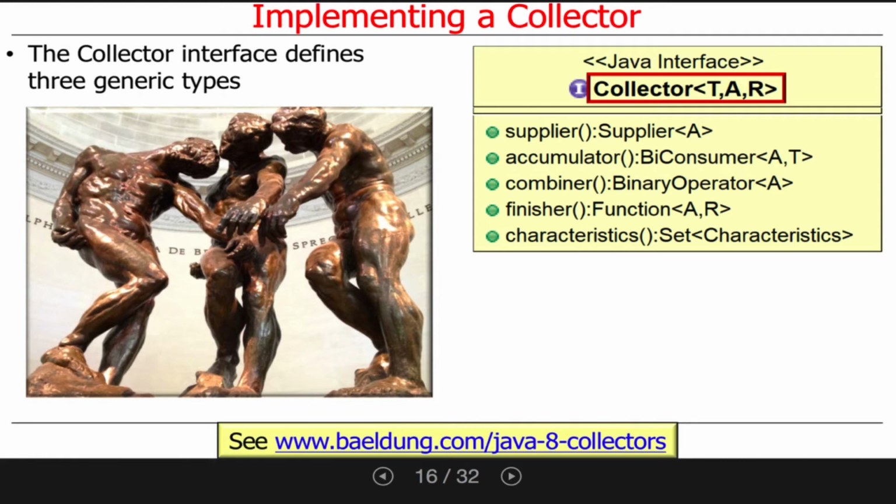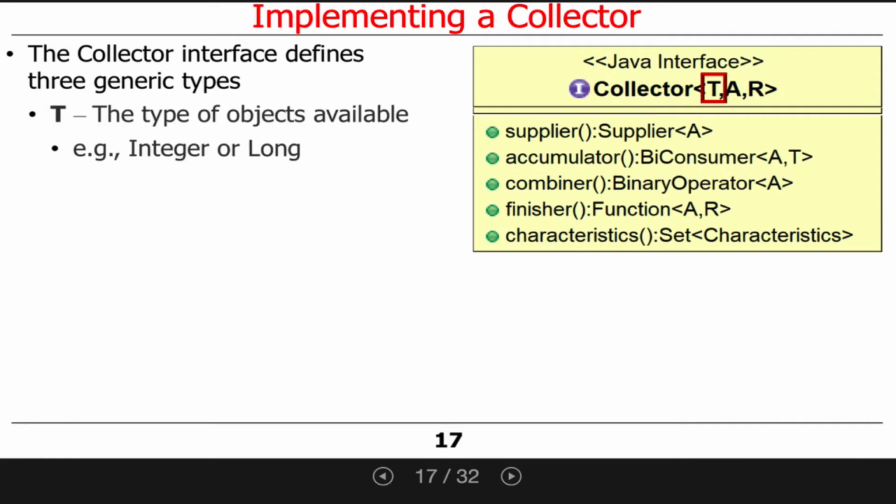So let's take a look at this and see what it does. There are three generic types passed to the Collector interface. There's a really nice article here that I recommend you take a look at, which explains how to do all the collector stuff and shows a bunch of examples. We'll show some examples too. The three types are as follows. There's type T, which is the type of the objects being collected.